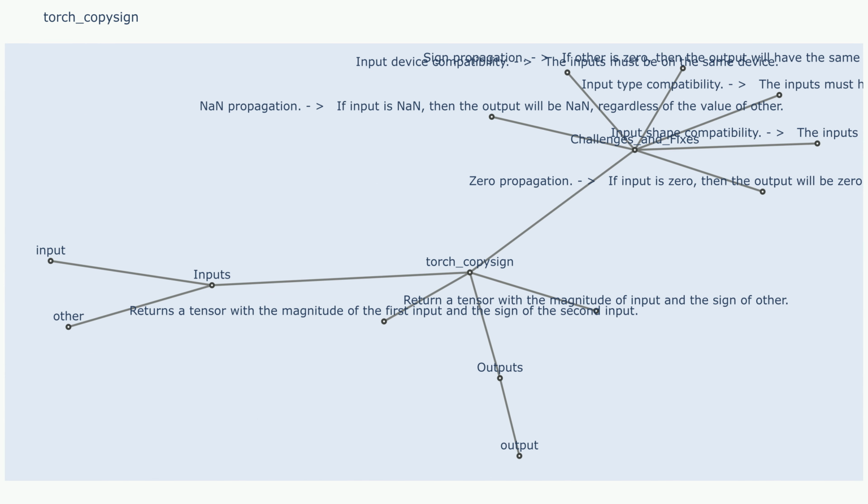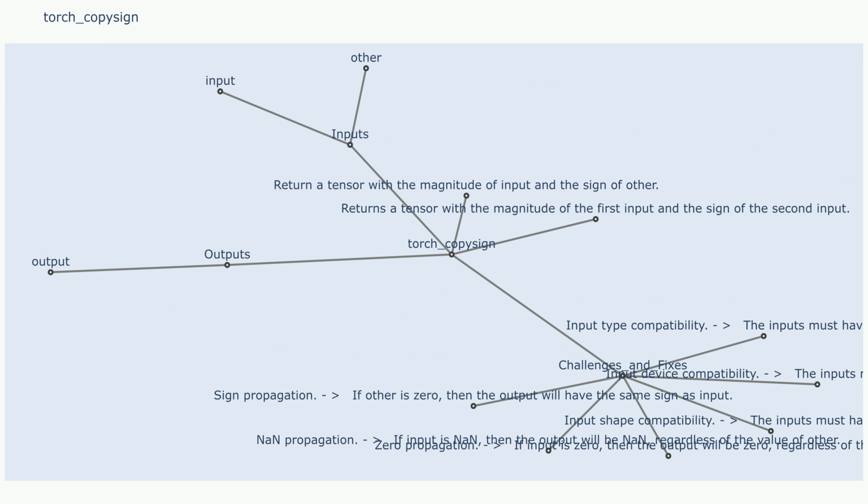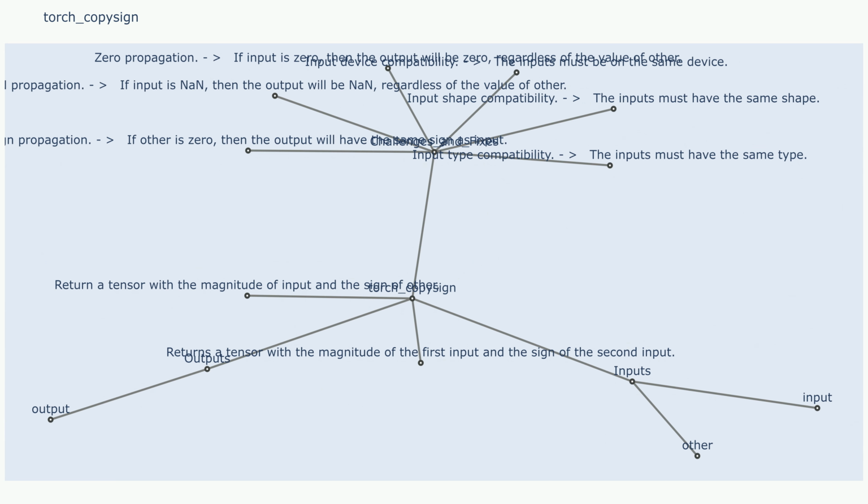Challenges and fixes. Challenge 1. The input and other tensors must have the same dtype and shape. Sample use case that resulted in challenge 1: torch.copysign(torch.tensor([1.0, 2.0, 3.0]), torch.tensor([1.0, 2.0])). Fixes to challenge 1. Ensure that the input and other tensors have the same dtype and shape before calling the torch.copysign function.